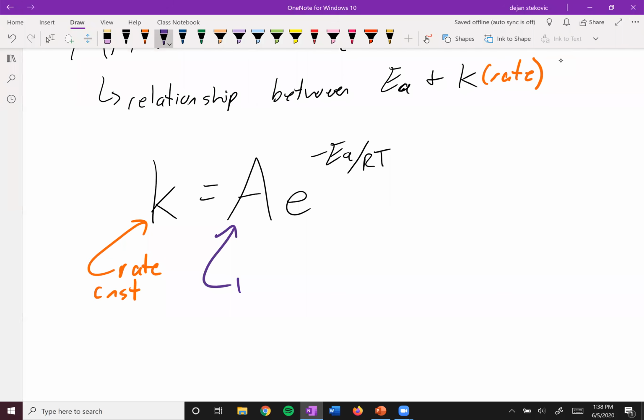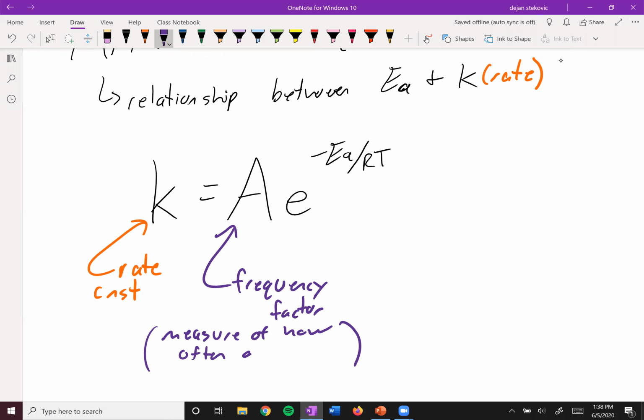Capital A is what's known as the frequency factor. This is a measure of how often molecules hit in the correct orientation. Basically, the more complicated the orientation that is required to react, the lower the A is. This is talking about that orientation thing that we talked about earlier. So we're just going to go with here, measure of how often a collision occurs in the correct orientation.